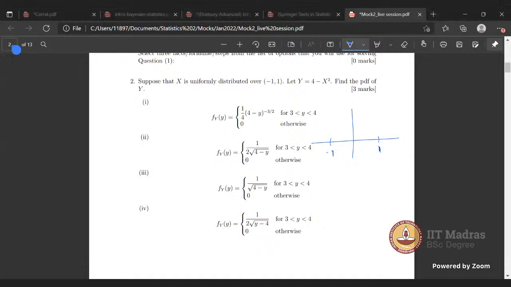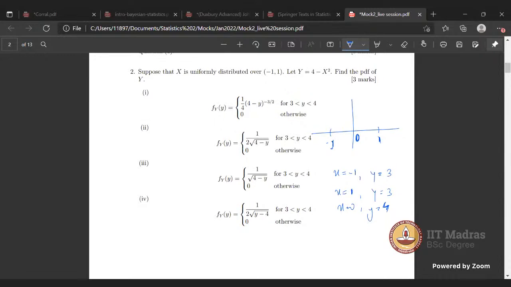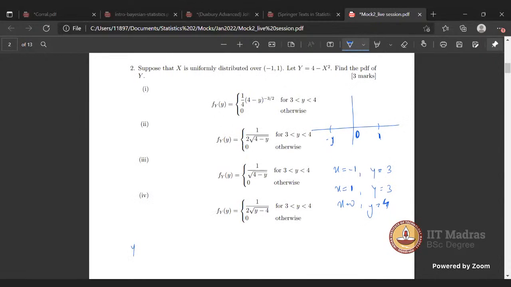So if x equals -1, your y will be what? It is going to be 3. For x equals -1, your y is going to be 3, and for x equals 1 also, your y is going to be 3. But for x equals 0, your y is going to be 4. So basically, your y here is lying between 3 to 4.